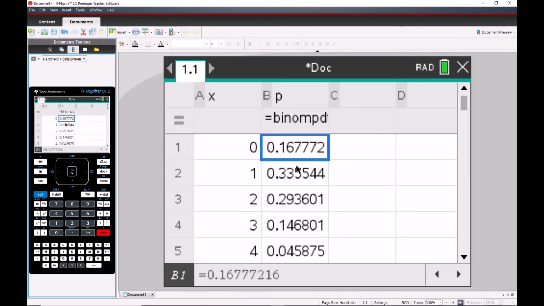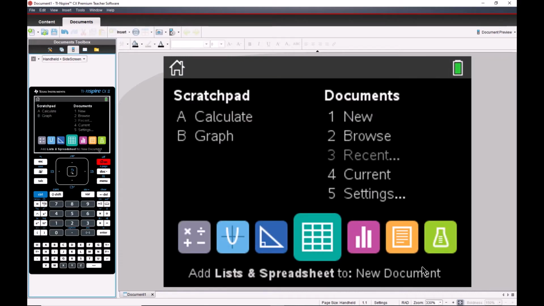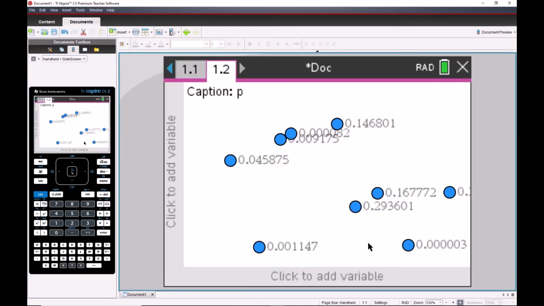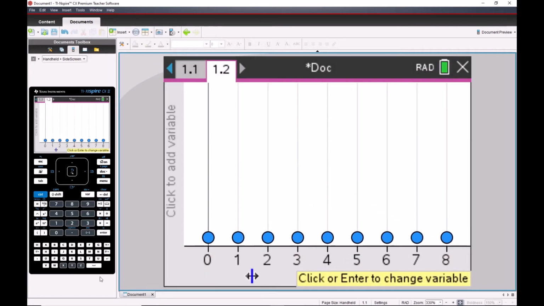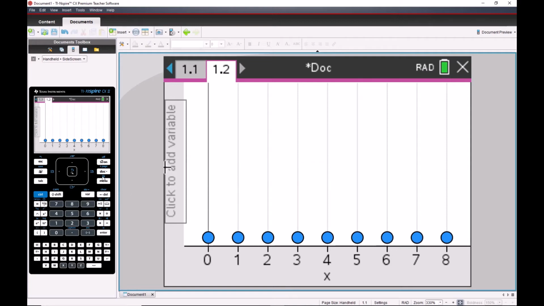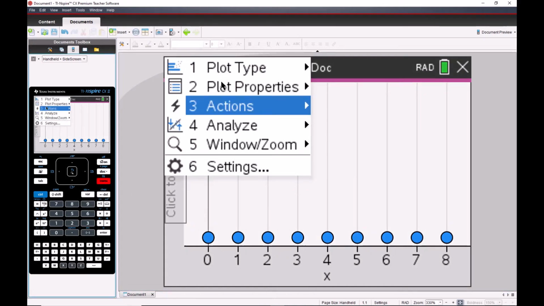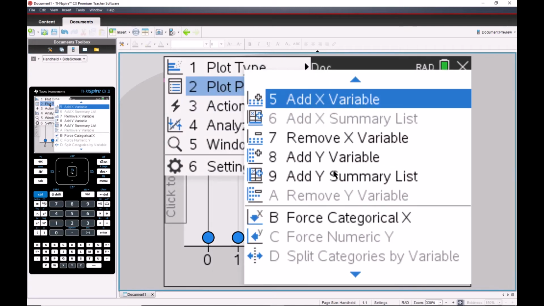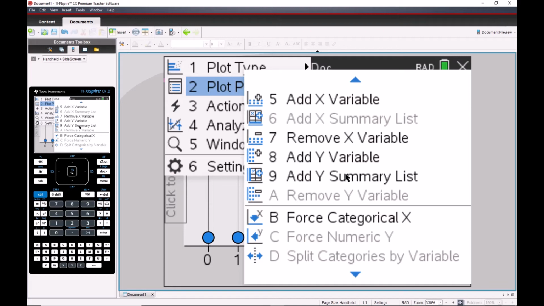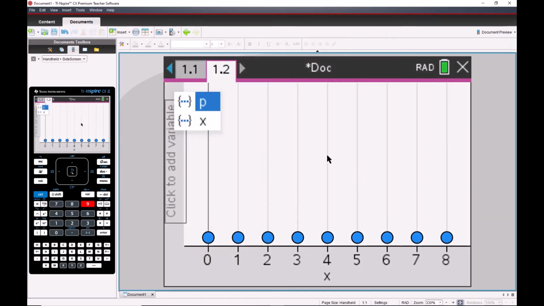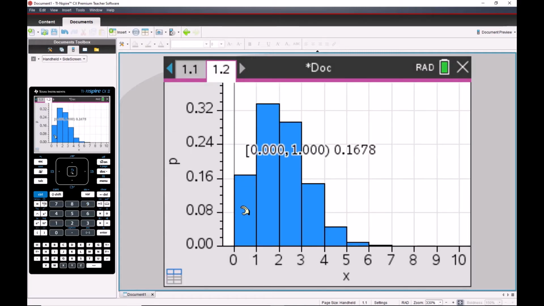So let's go ahead and now go back to the home screen and set up a stats graph. Here we're going to add x to the horizontal because that's what the x-axis typically is, but don't add probability here. You're probably not remembering, but remember we went to menu and plot properties and we added a y summary list. Remember that? Come on, I'll pick it. And then we can just go ahead and pick either one of these two. We want P, and there it is.